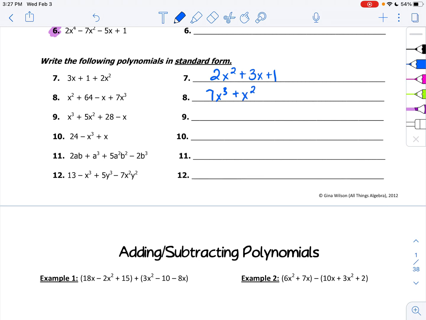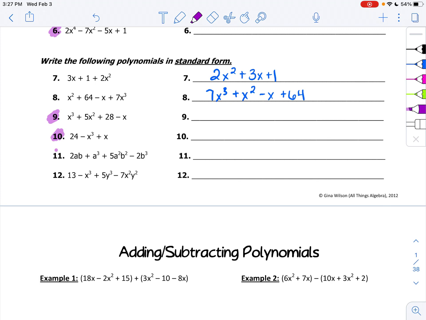The next highest term is negative x. So make sure the sign directly in front of the term is the sign that goes with that term. So we would write that minus x. And then the last term we have is plus 64. So now this polynomial is in standard form. And notice when it's in standard form, if you have a constant, that is at the very end of your polynomial. Go ahead and highlight number 9 and 10.